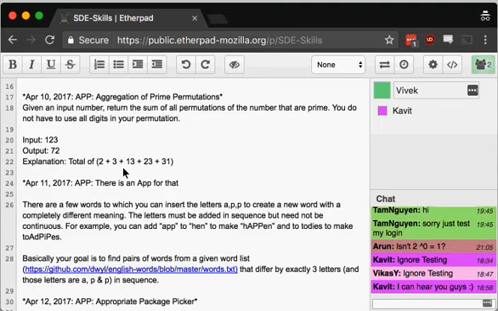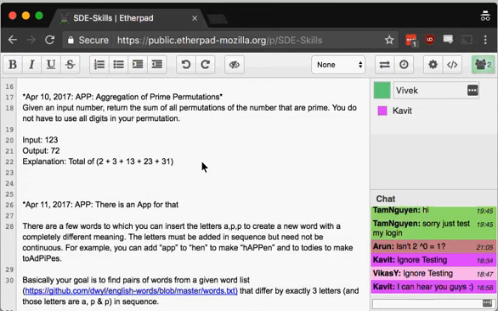So the goal here is, given any input number, you are expected to make permutations of it. You don't have to use all the digits, and if any of the permutations is prime, you just keep adding all of them. So if you take 1, 2, 3 as an example, the output is 72 because 2, 3, 13, 23 and 31 are prime, right?